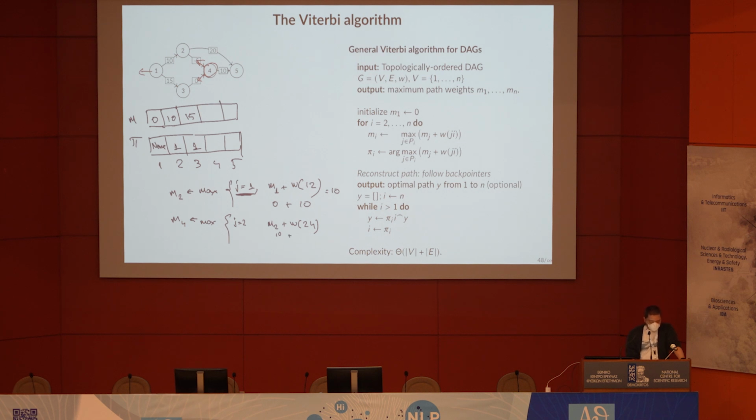And the weight of 24 is minus 5. So adding these together gives 5. What's the other option? J equals 3. M3 plus W34. Well, M3 was 15. W34 is 0. So the answer here is 15.